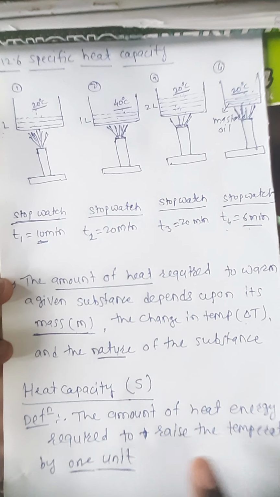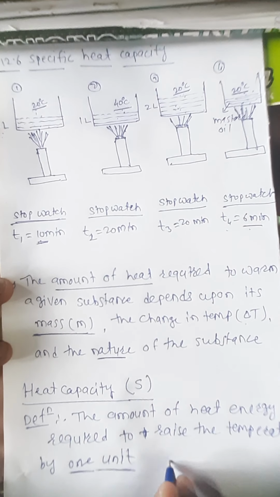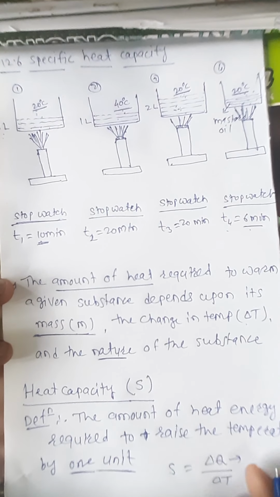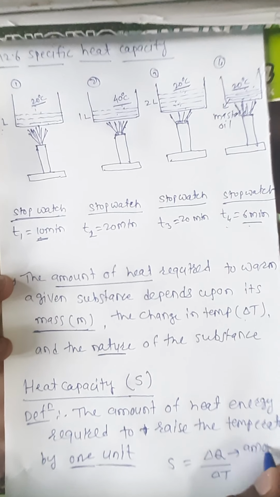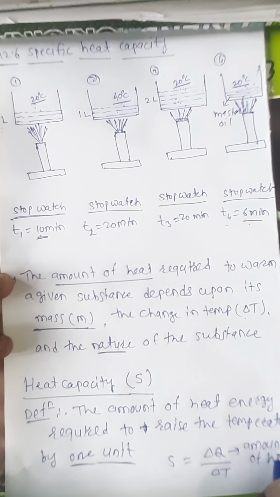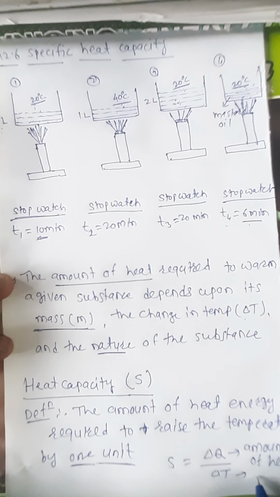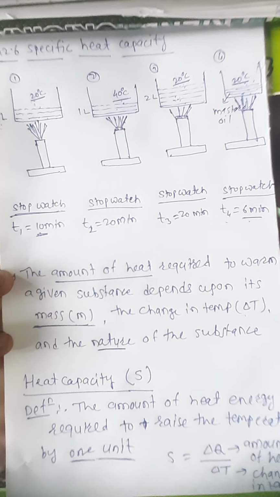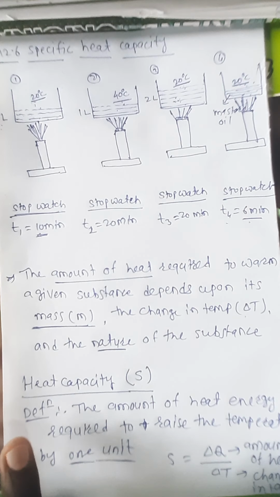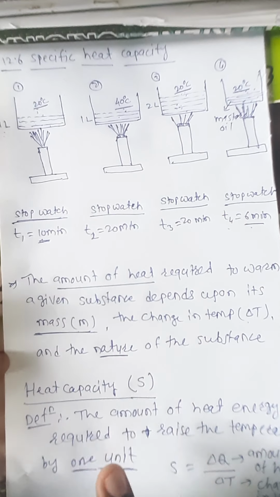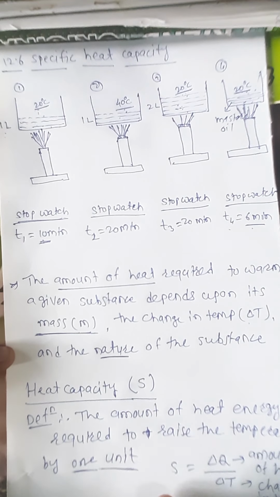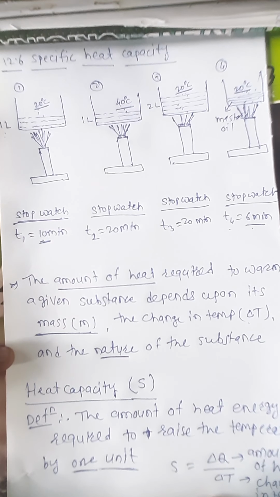The amount of heat energy required to raise the temperature by 1 unit. Therefore S is equal to delta Q by delta T, where delta Q is the amount of heat, and delta T is the change or rise in temperature. Therefore the heat capacity is defined as the amount of heat energy required to raise the temperature by 1 unit. Therefore S is equal to delta Q by delta T.